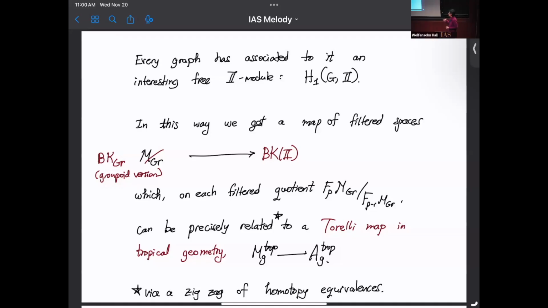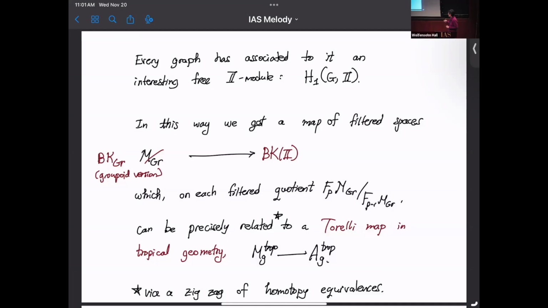But actually, there's a fancier version where I should have taken the simplicial groupoid on not just isomorphism classes of diagrams of graphs, but the actual diagrams with automorphisms included. But in any case, this is a map of filtered spaces. And I claim that on each filtered quotient, a filtered piece modulo the smaller one, this map can be precisely related to a so-called Torelli map in tropical geometry that associates to a tropical curve its tropical Jacobian.